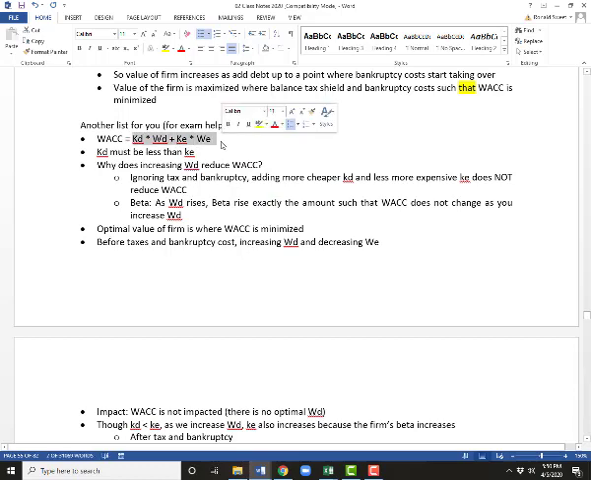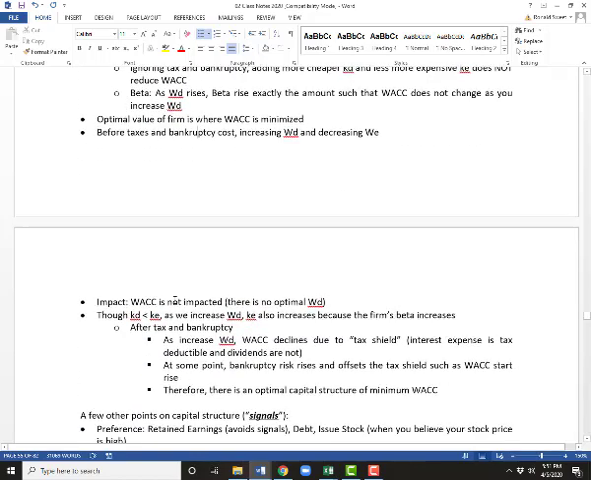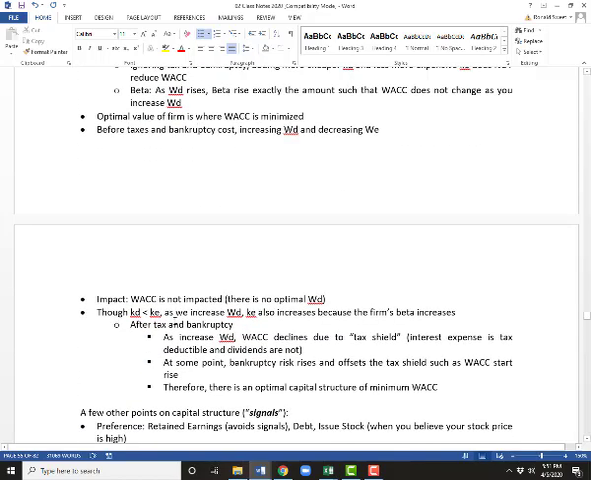I could show you mathematically, but I don't think it's important for us. It's actually a mathematical truism, but it's not that important to us. Just letting you know, as you increase WD, KE goes up by an amount such that this formula exactly stays the same. It doesn't change before tax. So the optimal value of the firm is where WACC is minimized before bankruptcy and taxes. Increasing WD decreases WE, but WACC is not impacted because KE rises.